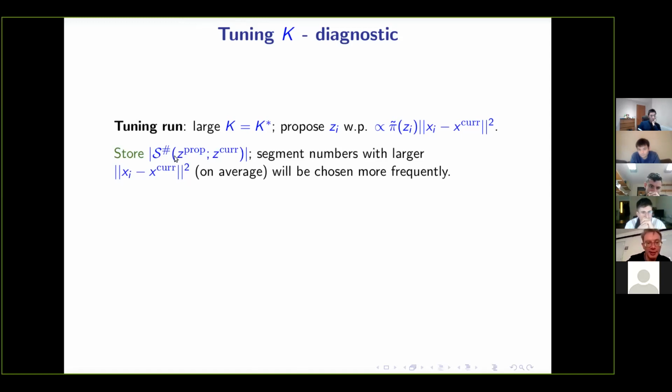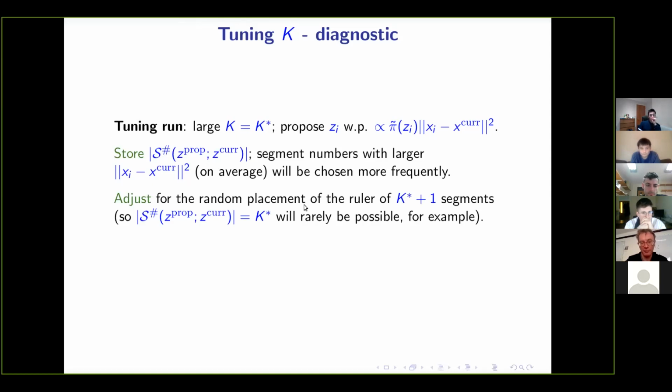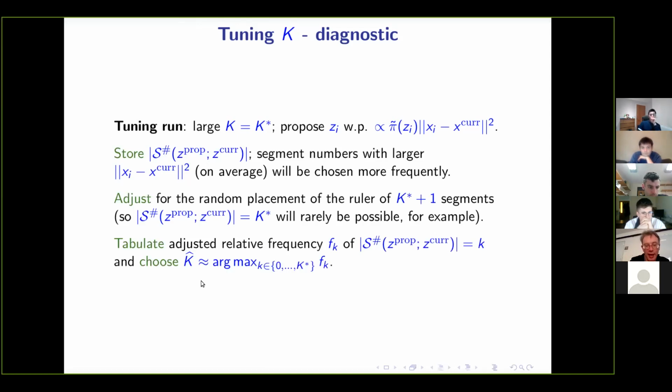So getting this on its own isn't quite right. You need to adjust for the fact that you're placing a kind of K+1 length ruler over the top of things. But if you do that, and then find the actual segment number, the distance away from the current one that you proposed from most often, and then do your main run using that, it seems to work really well. And in the paper, there's a heuristic as to why.